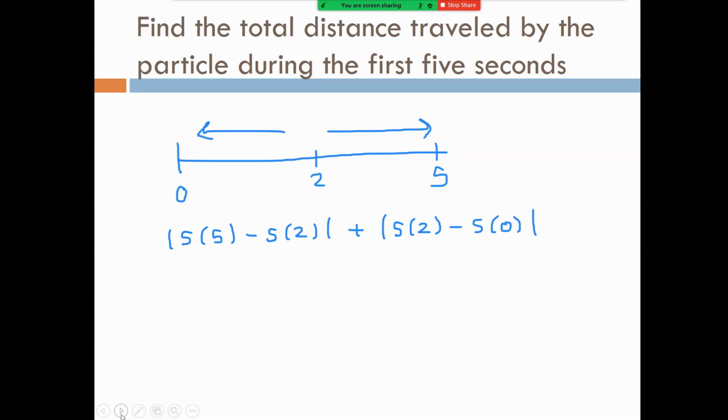You can make S an X. That's the other variable that you'll see for position, X, because it's talking about movement along the X axis. So they'll talk about X of T.